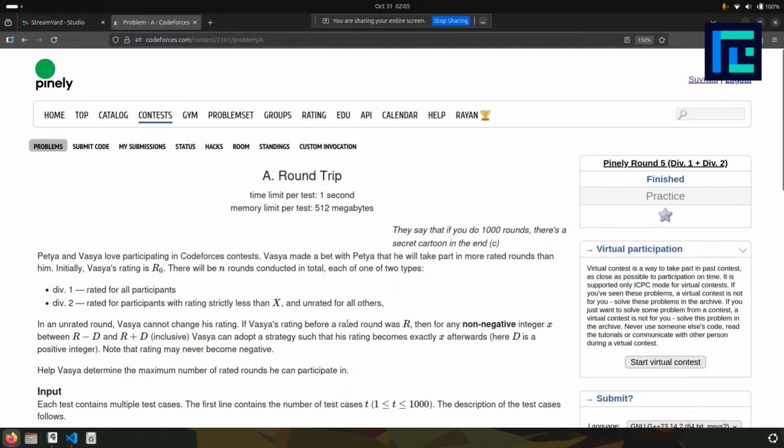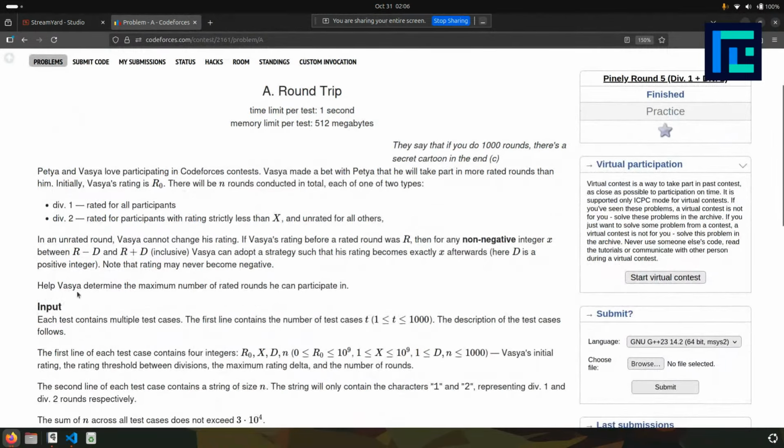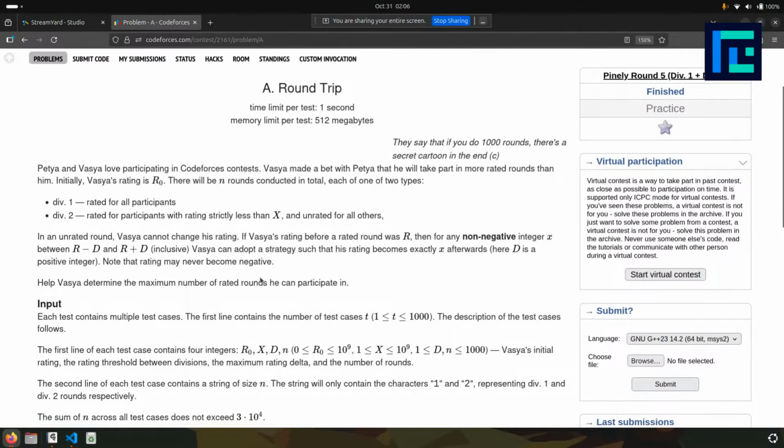If Vasya's rating before a rated round was R, then for any non-negative integer X between R minus D and R plus D, Vasya can adopt a strategy such that his rating becomes exactly X afterwards. Here D is a positive integer. Note that rating may never become negative. Help Vasya determine the maximum number of rated rounds he can participate in.